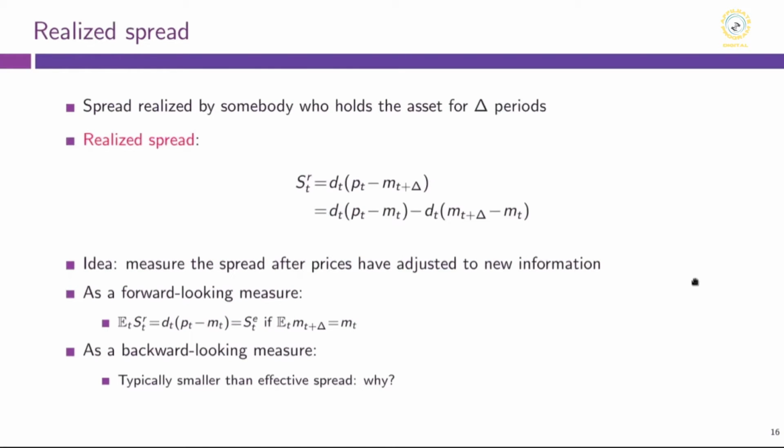The third and final price measure is given by the realized spread, and it captures the trading cost, not the trading cost per se, but it measures the cost of taking a given position in the asset. So it is a spread realized by somebody who holds the asset for some number of periods. And we calculate this in a way that's very similar to the effective spread, except we use the mid-quote with a delay. So instead of MT, we use MT plus delta.